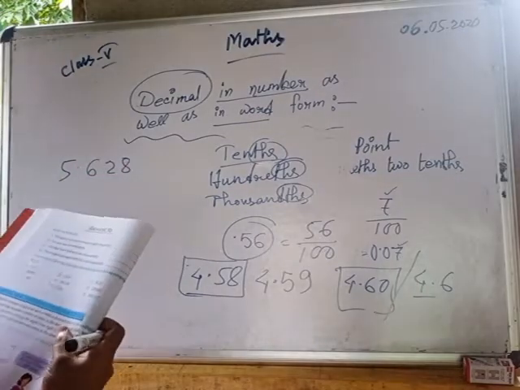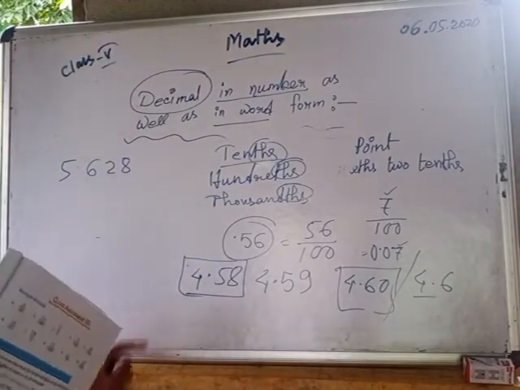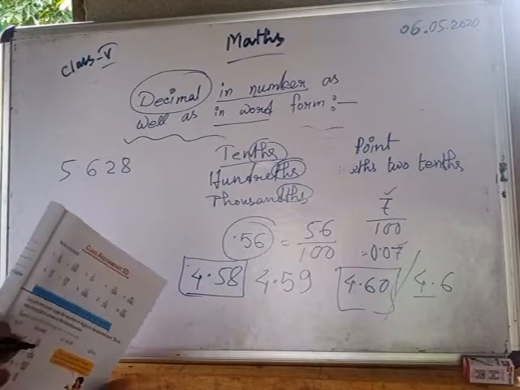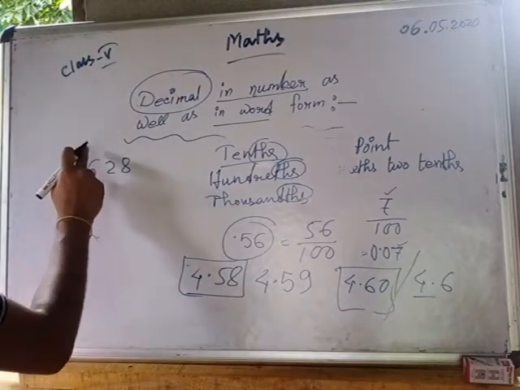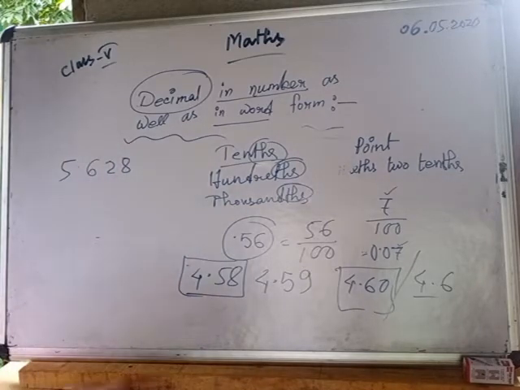628 thousandths. That means it is placed in the thousandths place. Okay. Tenths, hundredths and thousandths here. Okay.